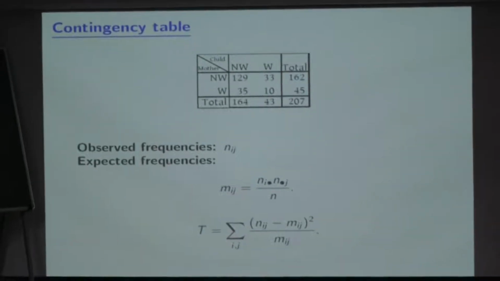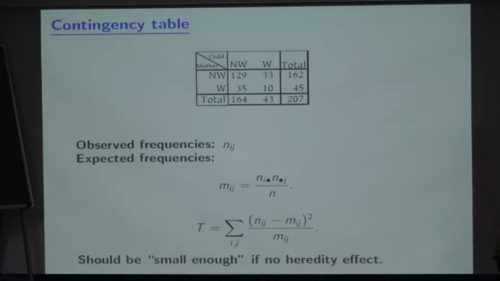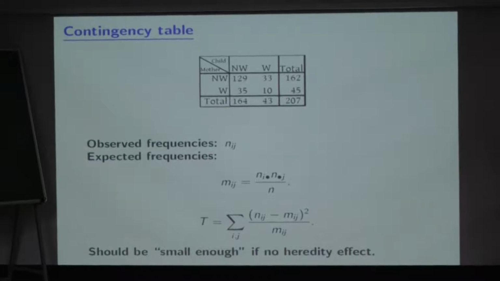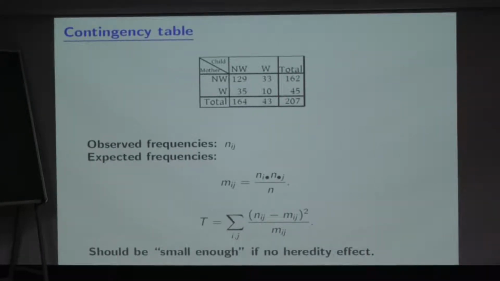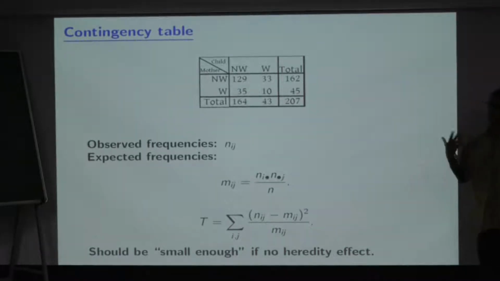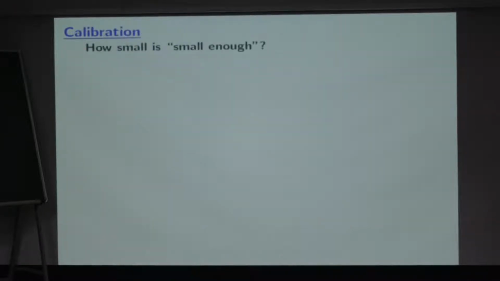It is very easy to guess that if this number is small, then you will say that heredity has no effect. So whether the mother has a whorl really does not have anything to do with whether the child has a whorl. So this should be small enough if there is no heredity effect. The question is one of calibration: how small is small enough? Because I cannot expect that this will be exactly equal to 0, in which case nij will be exactly equal to mij. That we cannot expect because of random fluctuation. So how small is small enough? That is the problem of calibration.